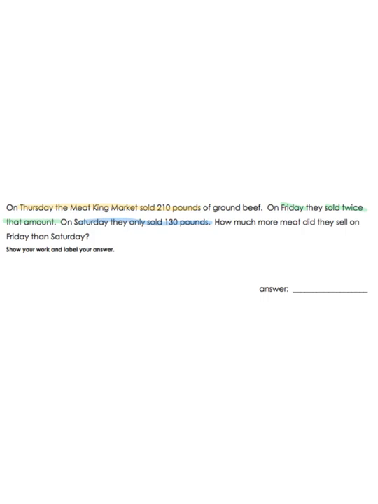Okay, after going through, I highlighted the important information. So I know they sold a certain amount Thursday, they sold twice that amount Friday, and I know exactly how much they sold on Saturday, 130 pounds. So the first thing I'm going to do is set up some tape diagrams to show how much was sold for each day. So I'm going to do TH for Thursday, FRI for Friday, and SAT for Saturday.